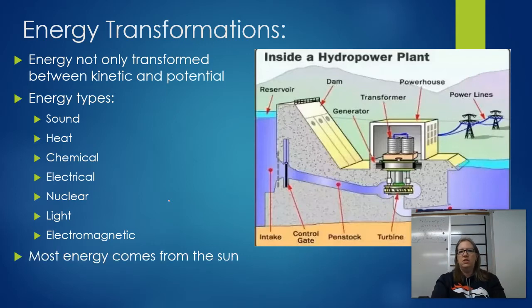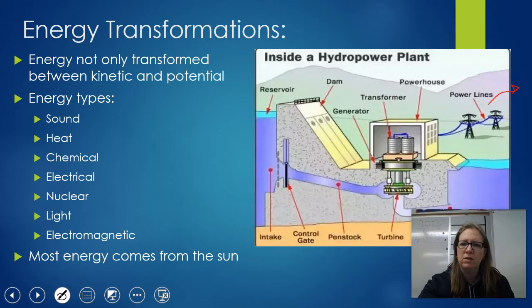Almost all of this energy can be traced back to the sun, though. Not so much nuclear energy. Nuclear energy comes from elements like metals like uranium, which are mined out of the ground, and then it undergoes a process and releases energy. Okay, but almost all the other kinds of energy can be traced back to the sun. So, for instance, let's look at this hydropower dam here. Okay, and you can see these power lines.